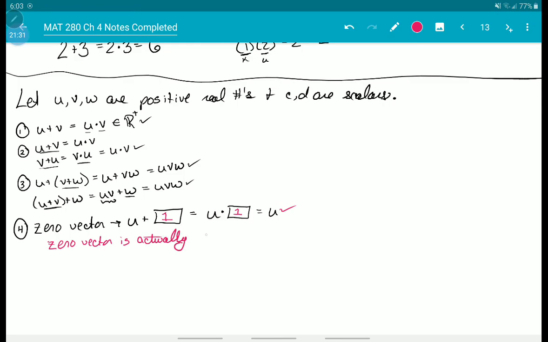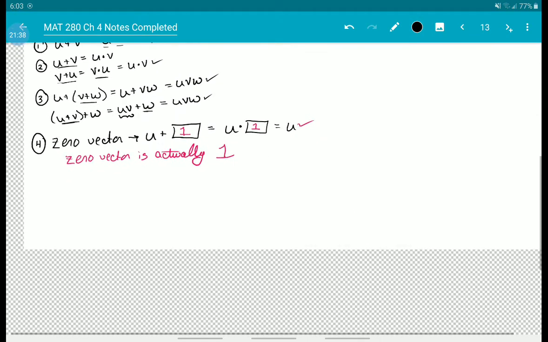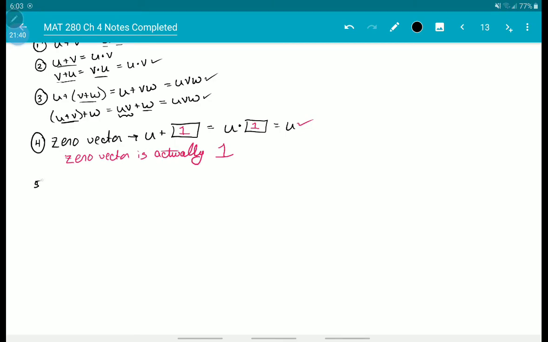So that 0 vector is actually the number 1. So that's kind of important because that leads us to that 5th one. So now we're talking about the negative. We're talking about what number can I add so that under this definition, which is really multiplication, right? I get back my 0 vector. Well, my 0 vector is 1.